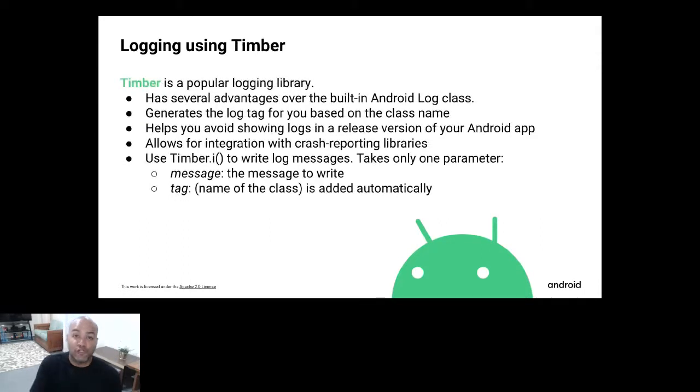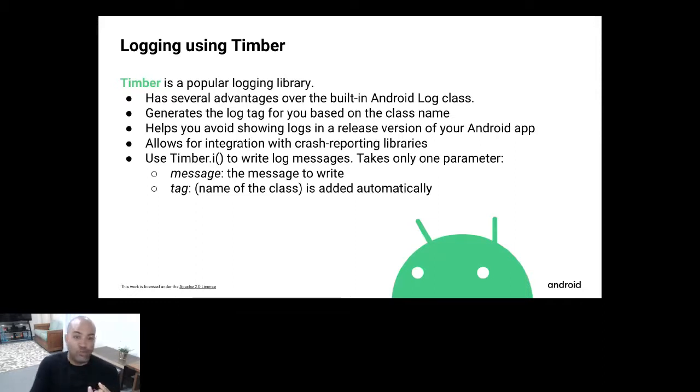Now, as an alternative to the Android login API, you have something called Timber, which is a very popular logging library, and it has several advantages over the built-in Android log class, because it simplifies the way that you do logging. It helps you avoid showing logs in a release version. Imagine you have a bunch of logs in your app, but then you publish it to production, and you already have those outputs coming out in your production. Logging levels for Timber let you avoid those outputs in production, and it allows integration with some of those crash reporting libraries, but it also lets you just write simple log messages, kind of like the way that the default Android login API does.